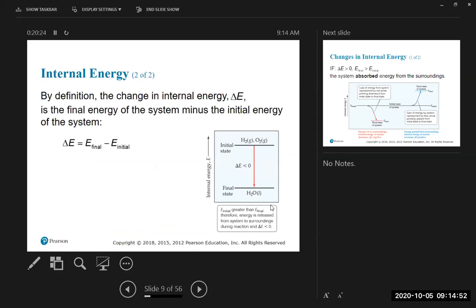So by definition, the change in internal energy is the final energy minus the initial energy. Okay, and that's how we get that negative and positive. So final energy minus initial energy is that change in energy. And there's just a little example there on the right of what that looks like.